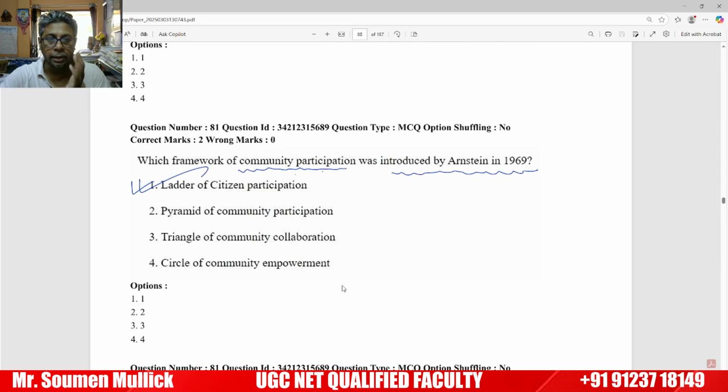Now we move on to our next question. Which framework of community participation was introduced by Arnstein in 1969? These are four options: ladder of citizen participation, pyramid of community participation, triangle of community collaboration, circle of community empowerment. The correct option is the ladder of citizen participation.